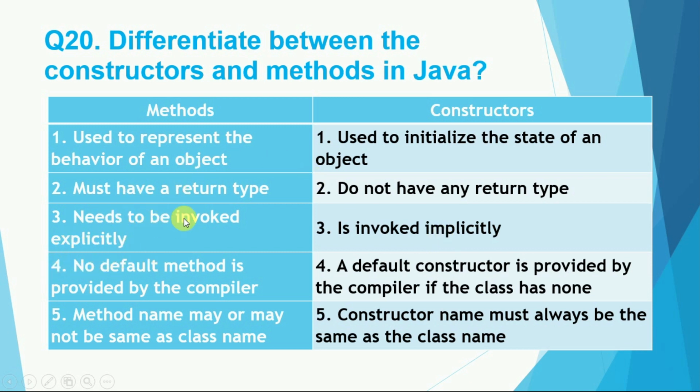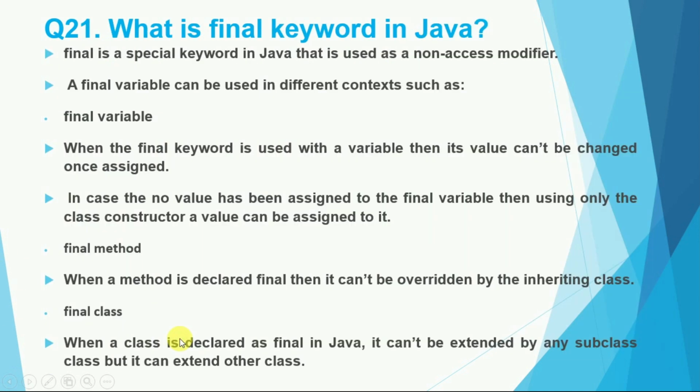We basically need to call and invoke the method, but a constructor is implicitly invoked automatically, and our default constructor is provided by the compiler. But if we talk about methods, no default method is provided by the compiler if the class has none. And for a constructor, the name must always be the same as the class name. Okay, so I hope you understood the difference between the constructor and method.